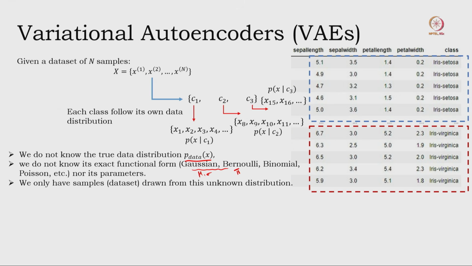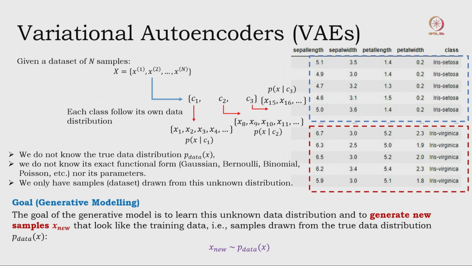If that is the case, what do we know? All we know is just the samples. We have only the dataset. So, what is our first aim here? The primary objective: VAE is a generative model.